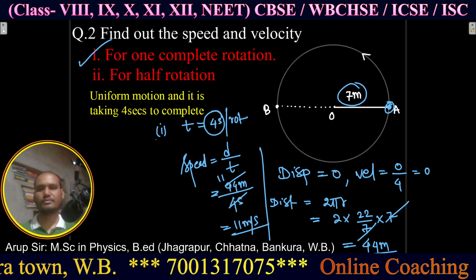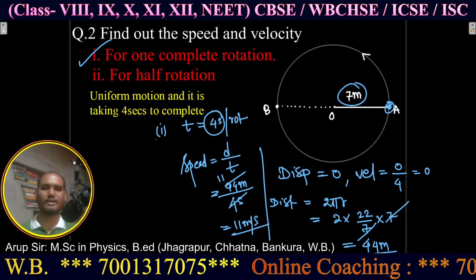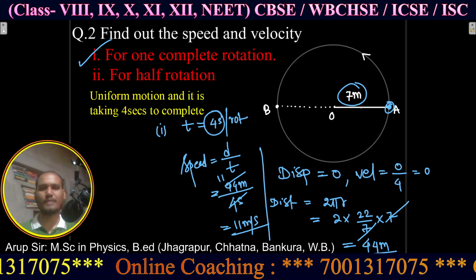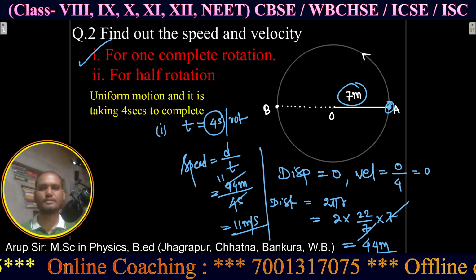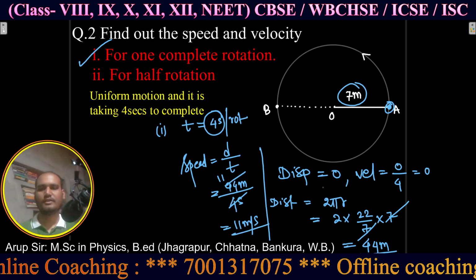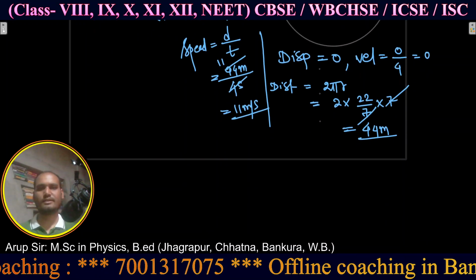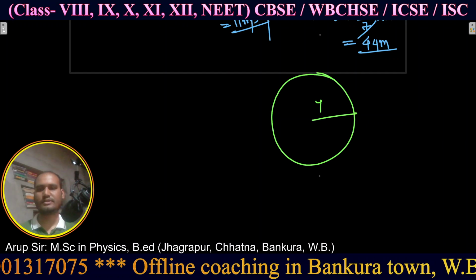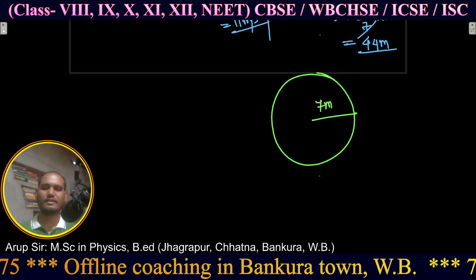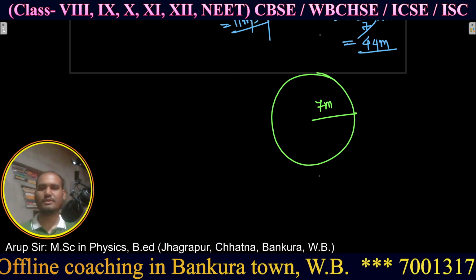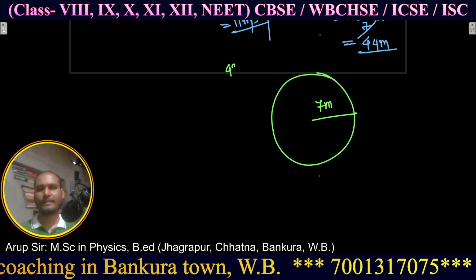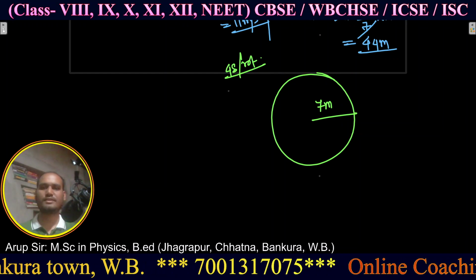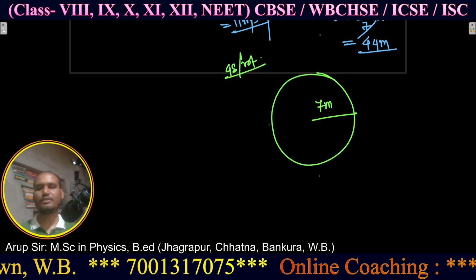Now let's come to the second part. For half rotation, what will happen? In the case of half rotation, what are the distance and displacement? At first I have to find that out. So I am making the same circle here with a radius of 7 meter. Let us consider this same circle having a radius of 7 meter, and it is taking 4 seconds to complete one rotation. For a single rotation it is taking 4 seconds. So what about distance and displacement?